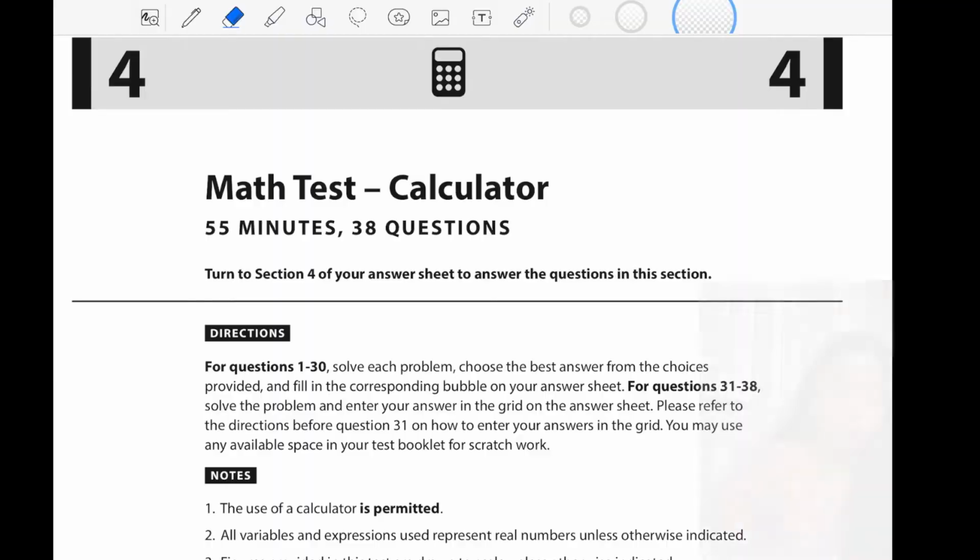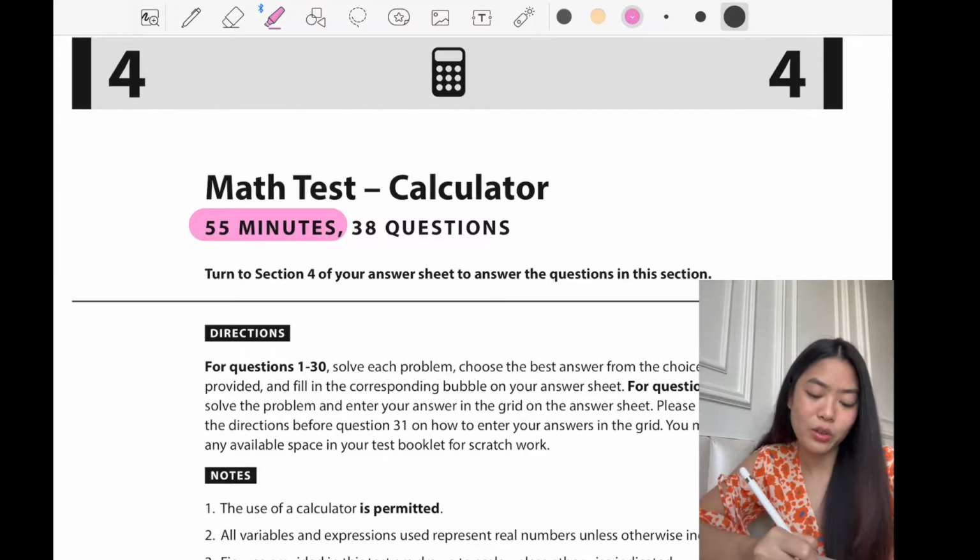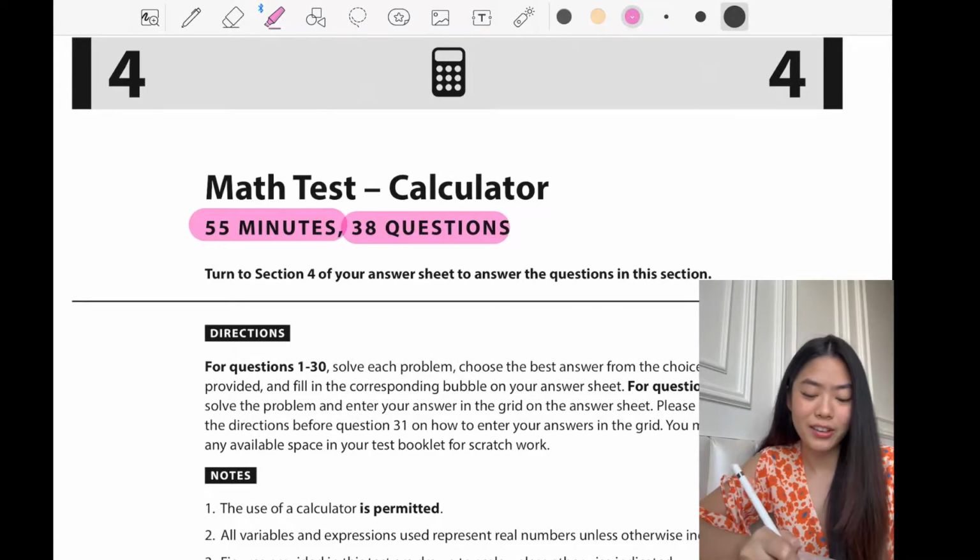Yummy. For this section, we're gonna use 55 minutes to do 38 questions within calculator.